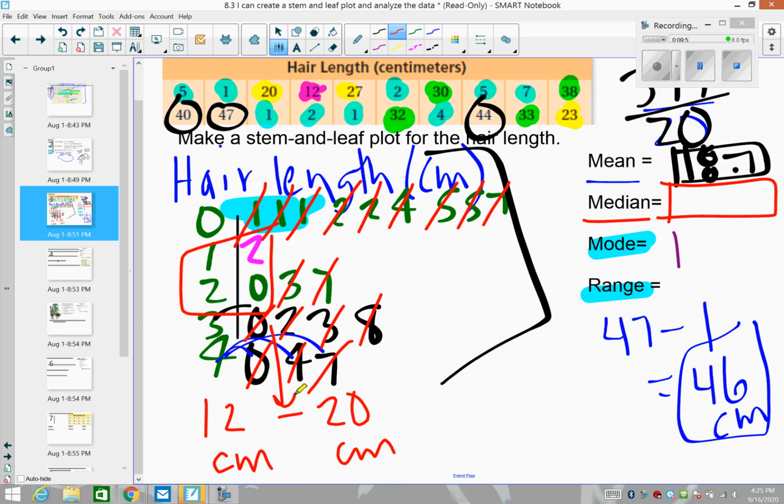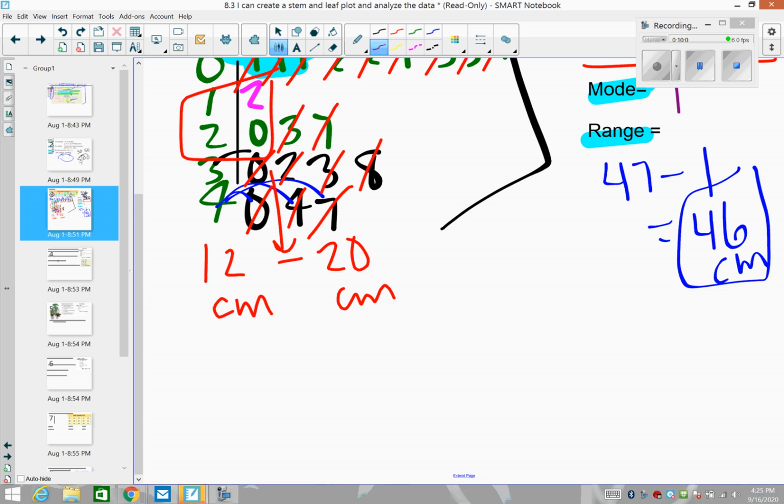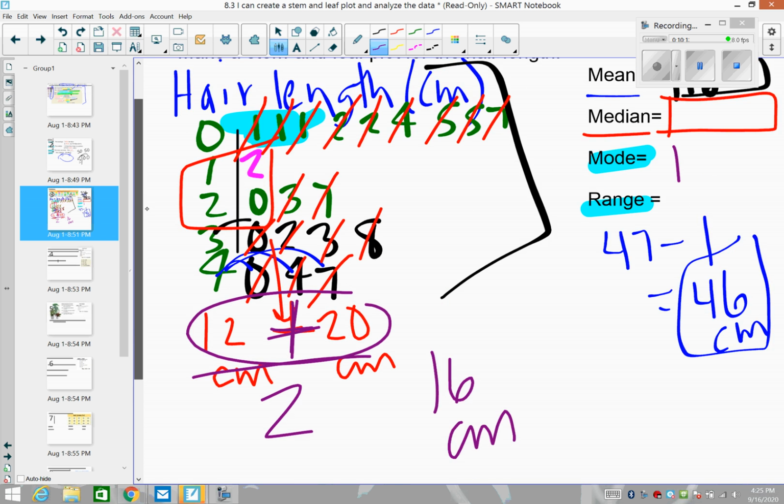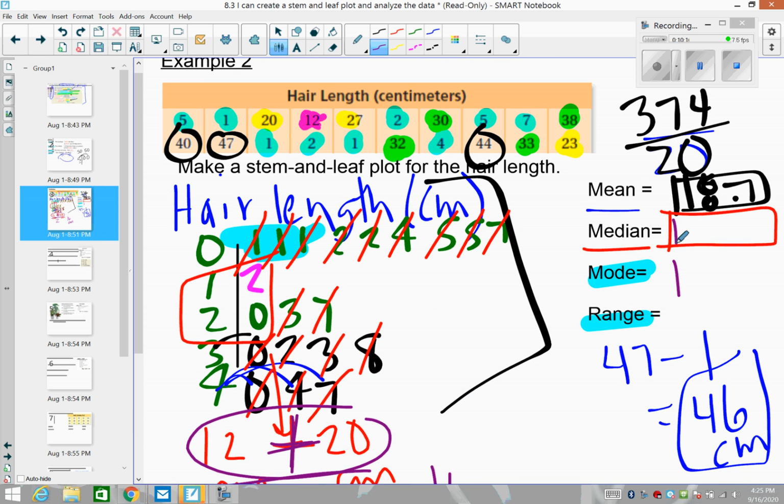If you're stuck on that and you can't do the mental math, the trick of figuring that out would be to simply add those and then divide by 2. So that would give you 16 centimeters. So we add the two you're stuck on, divide by 2. So we would find out that the median is 16 centimeters. So that's our first stem and leaf plot. And that's how we calculate mean, median, mode, and range.